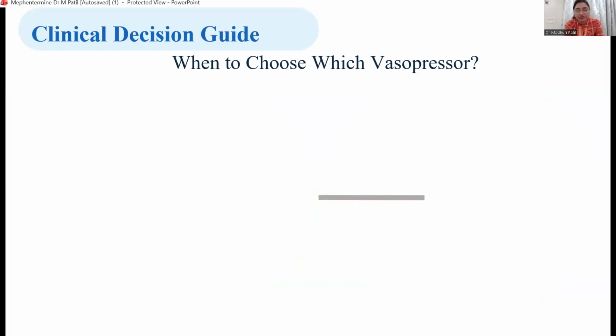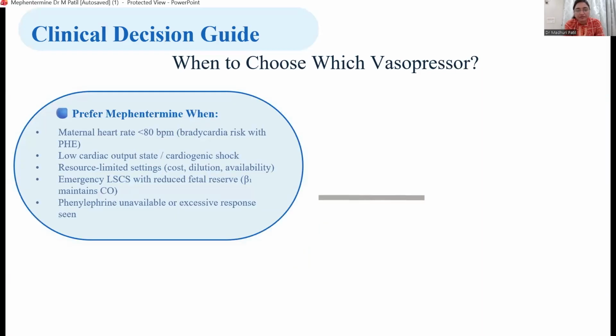So when to choose which vasopressor? Prefer mefentermine when maternal heart rate is less than 80 beats per minute, as bradycardia is a risk with phenylephrine. Mefentermine is chosen in low cardiac output state and cardiogenic shock, emergency LSCS with reduced fetal reserve, and when phenylephrine is unavailable or an excessive response is seen.